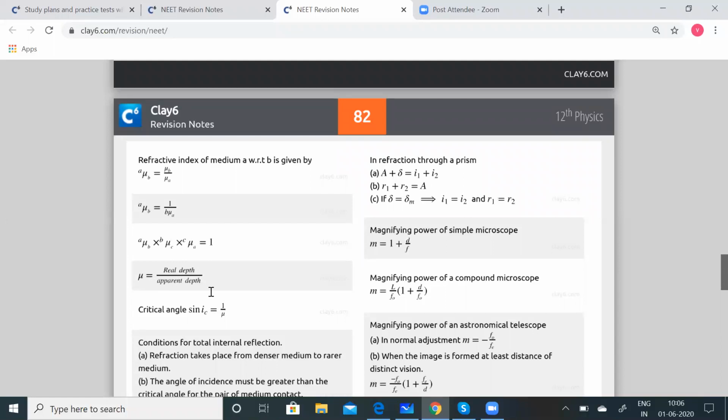Say, when you place a coin in a bucket of water, you feel as if the actual depth is not shown. Instead, it is as if the coin is much nearer than the actual distance. That distance which we see is called the apparent depth. So real depth by apparent depth will give you the refractive index of the medium.